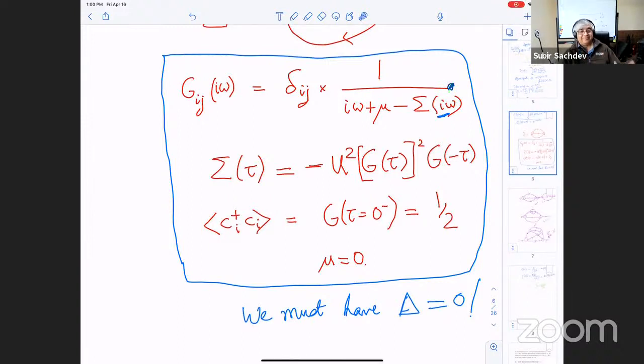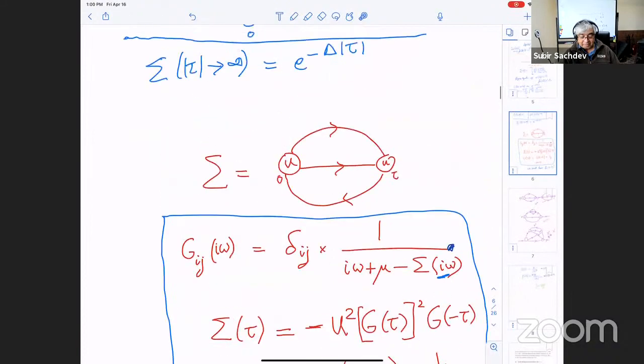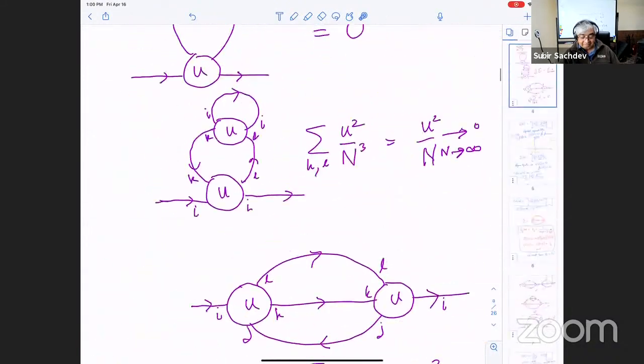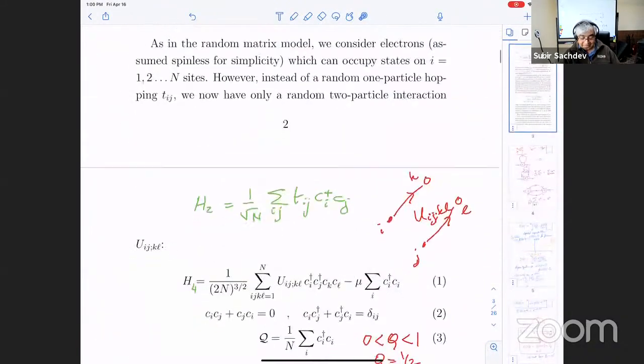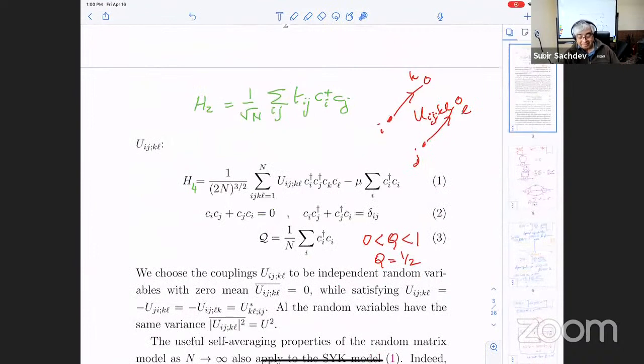Everything works from just first principle numerics, where you actually take an ensemble of Hamiltonians like this, put them on the computer and diagonalize, for 20 sites. You have 2 to the 20 states to diagonalize, but you can do it, and in the end, the results agree quite well with the solution I'm describing. Okay, I'll stop there. Any questions?